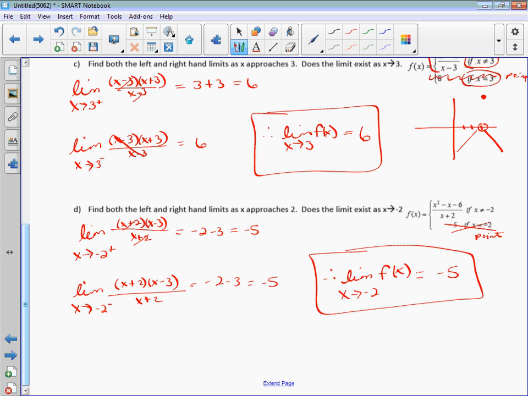Yes, for the factor, do I have to do this? Yes, because if not, when you plug negative 2 in, you get a 0 in the denominator. So that's why I factored to get rid of it.